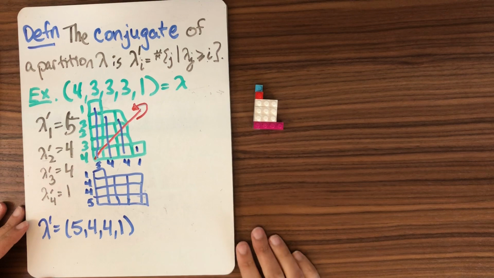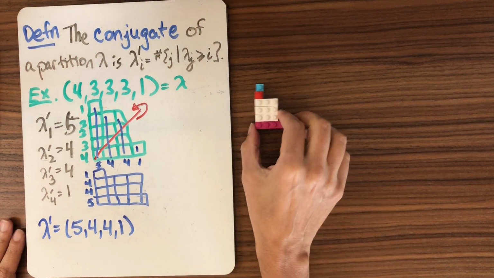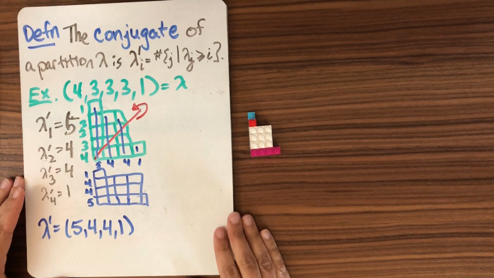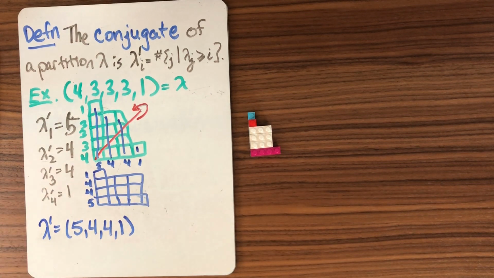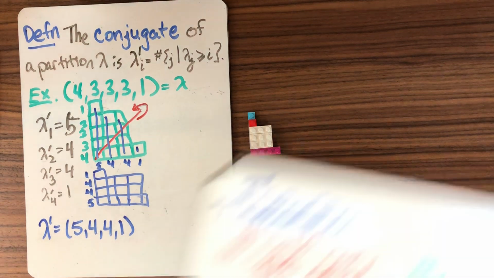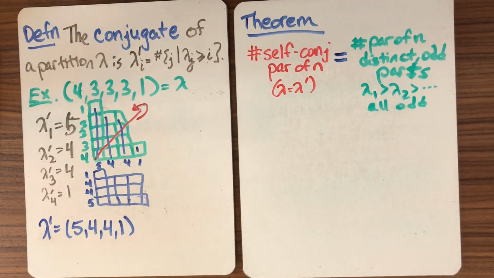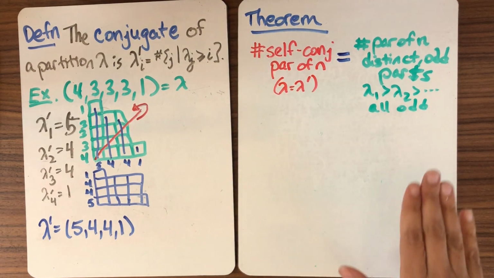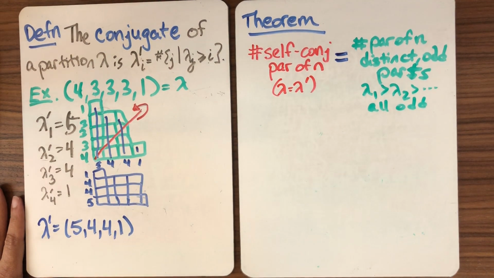Is that obvious from the definition? Not to me, it's not, but maybe it is to you. But thinking about things graphically in this way helps us understand interesting operations that we can do on partitions, such as conjugation. Now let's think about another one that's going to be even more fun. I want to prove this theorem. This theorem doesn't exactly count the number of self-conjugate partitions, but it sort of does. What does it mean to be self-conjugate? It means I'm equal to my own conjugate.